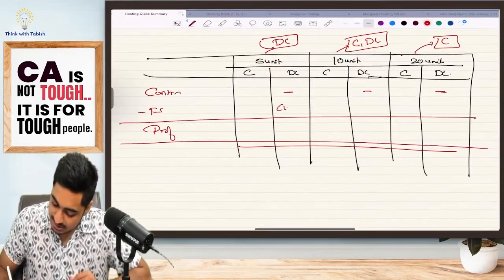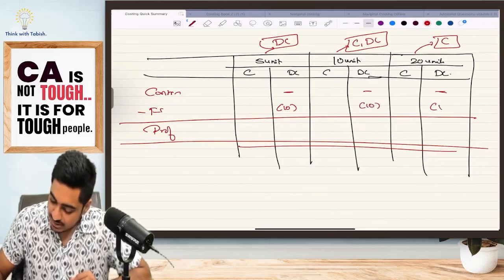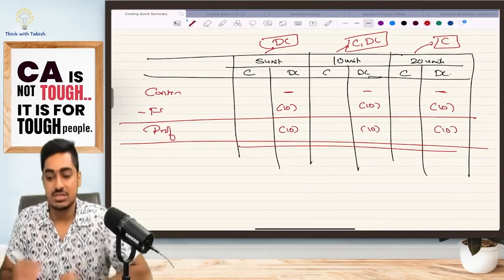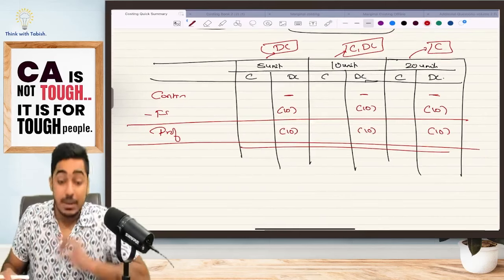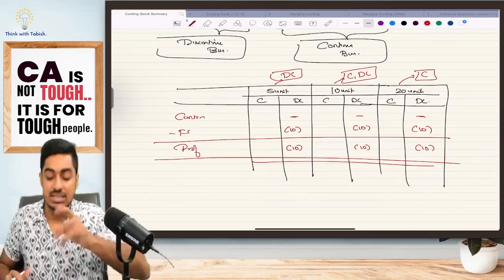That means if I discontinue my business, this is how it is going to look. Contribution will not be there. 10,000 fixed cost I'll have to pay. That means I will be having a loss of 10,000 rupees. Yes or no? Yes.